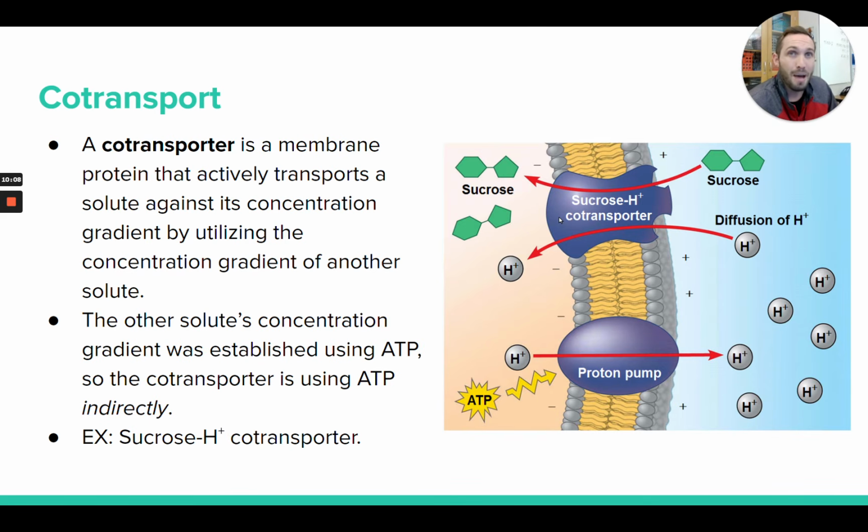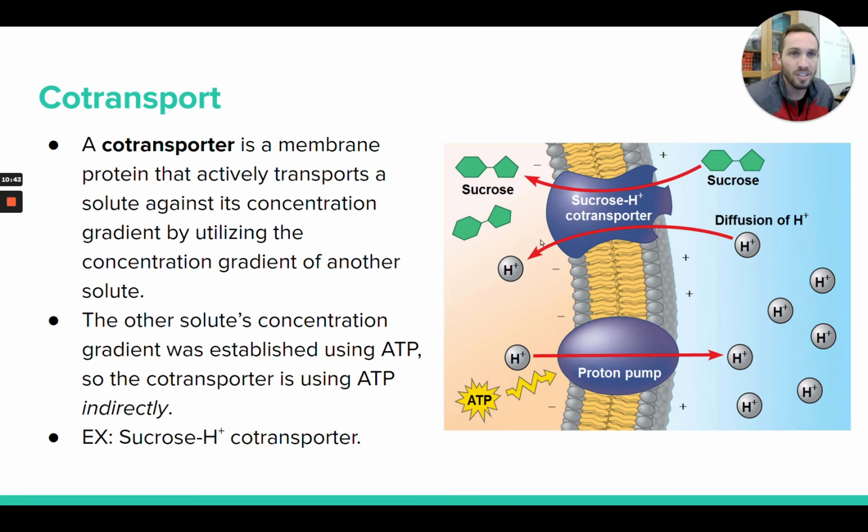Now, what's going to happen in this situation is one of the substances that it's moving is going to be moving down its concentration gradient from high to low, which is what the universe wants. But the other substance that it's moving is going to be going against its concentration gradient, so from an area that has a lower concentration to an area that has a higher concentration, which is not what the universe wants. And so in a co-transporter, you have both things happening at the same time. One substance is being moved against its gradient while one substance is moving along its gradient.